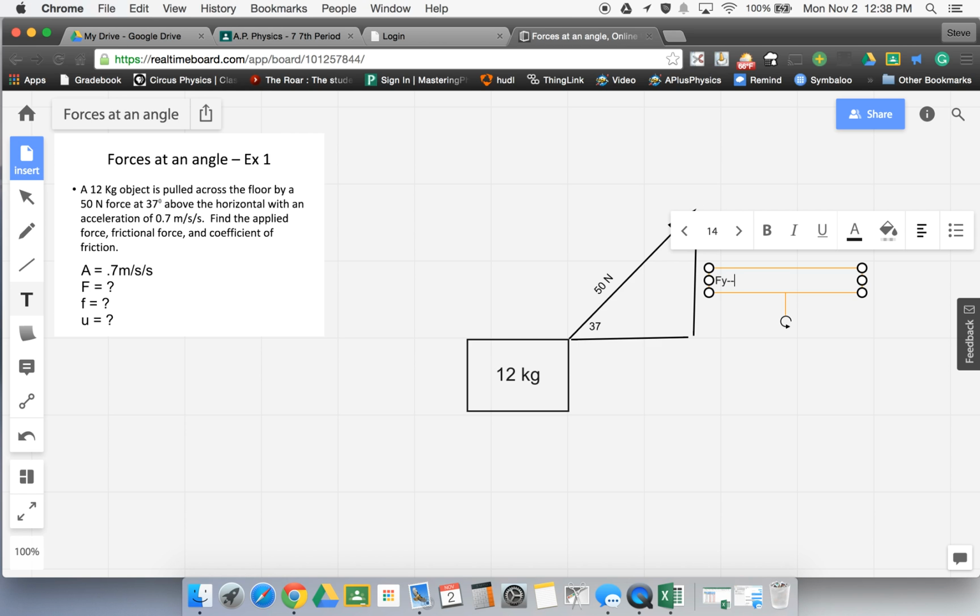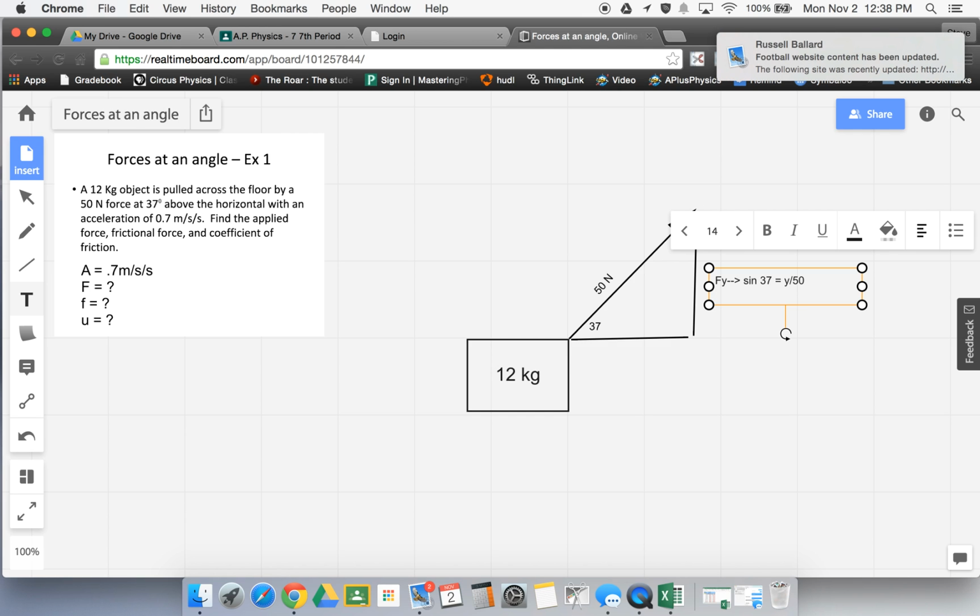Now that is always going to be the sine of the angle. So sine of 37, and sine equals opposite, so that's the y leg, over the hypotenuse, which is 50 newtons. Punch that in your calculator. Sine 37 equals y over 50. You end up with the force in the y direction to be equal to 30 newtons.